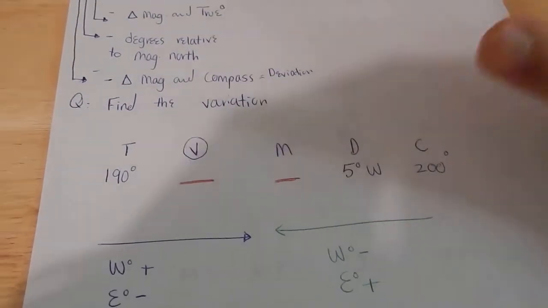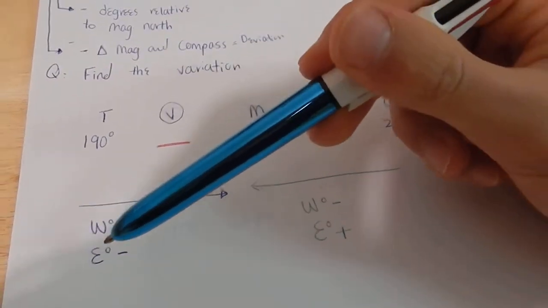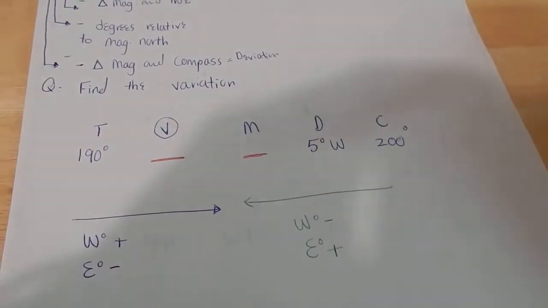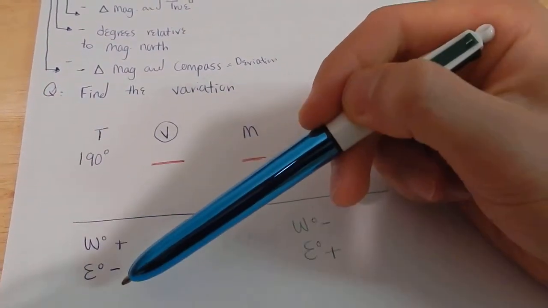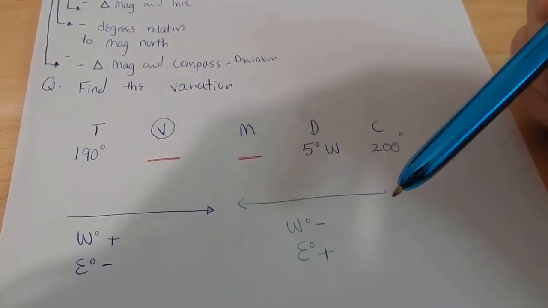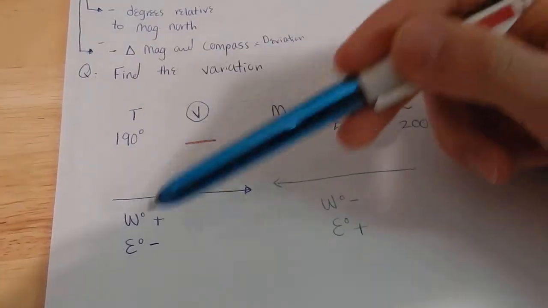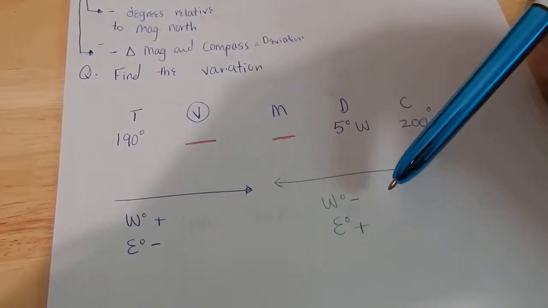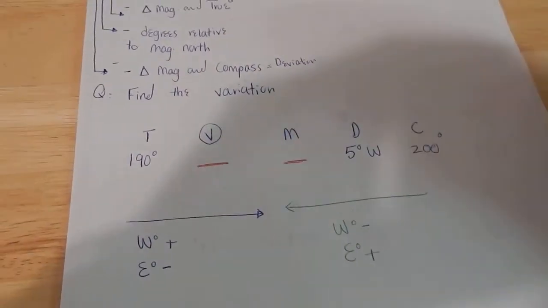Remember, if you're going right, you add for westerly difference and subtract for easterly difference. And the opposite way. For this one it was west is best, east is least, and for this one it's the opposite. Don't memorize it any other way because that's going to confuse you in the exam. So you're going to subtract for west, and you're going to add for east.